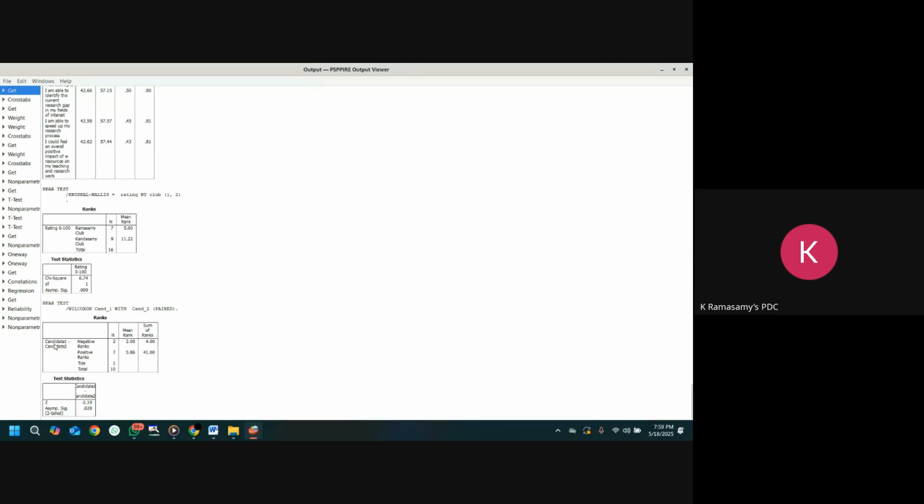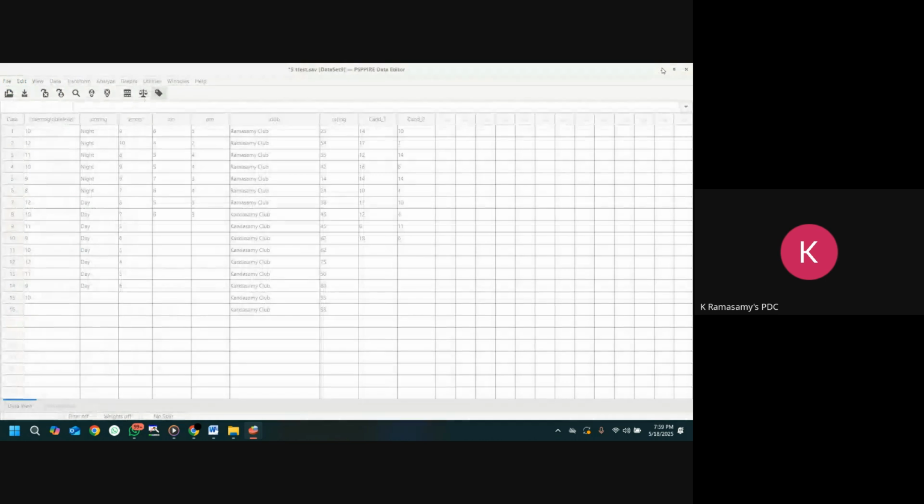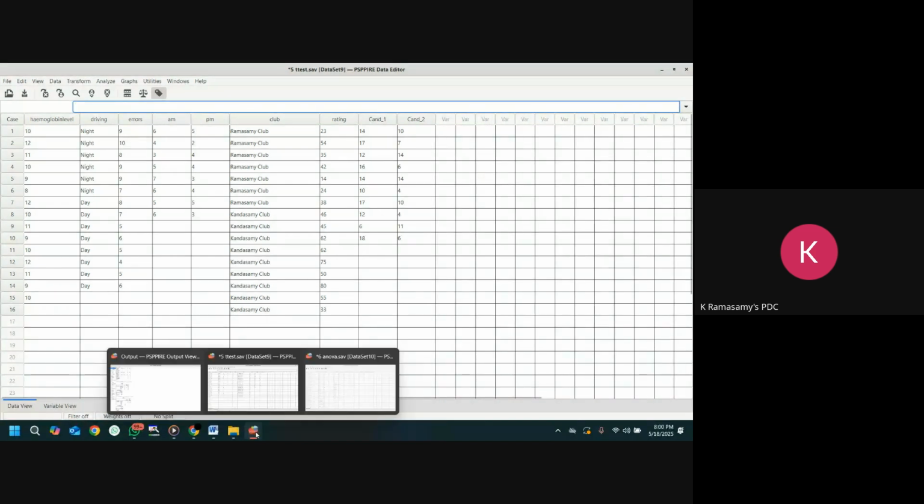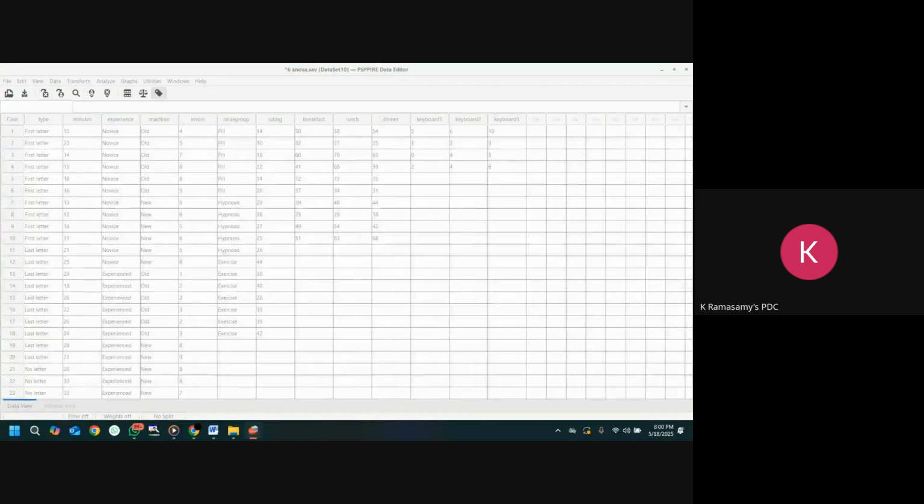You can see here, candidate 1 minus candidate 2, negative ranks, positive ranks. You can see here the sig value, 0.028. It says that it is less than 0.05. It means that there is a significant difference between the rating of the first set of teachers and the second set of teachers. The difference is there. It's called related samples when data is not numeric. Okay, that's about non-parametric. And let me open another file called one-way ANOVA samples.